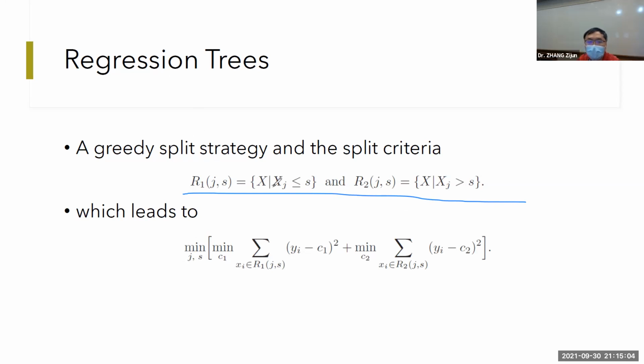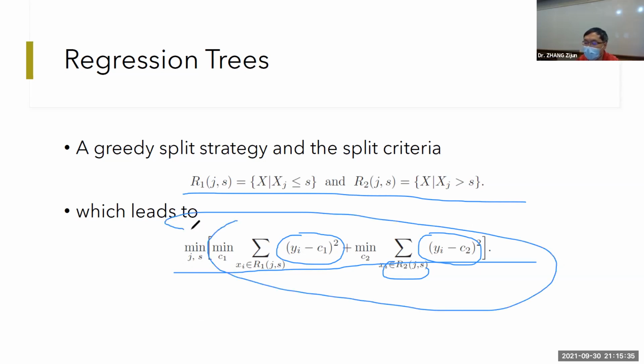Then how can you do the optimization? You do a minimization. You want to do the split of the tree so that for every X belonging to region 1, its Y value minus C1 residual can be minimized. And for every data point belonging to region 2, its Y value minus C2 residual can be minimized. Okay. So you further minimize the overall of those minimizations. Then you find out the optimal J and optimal S, which is the optimal split. Okay.